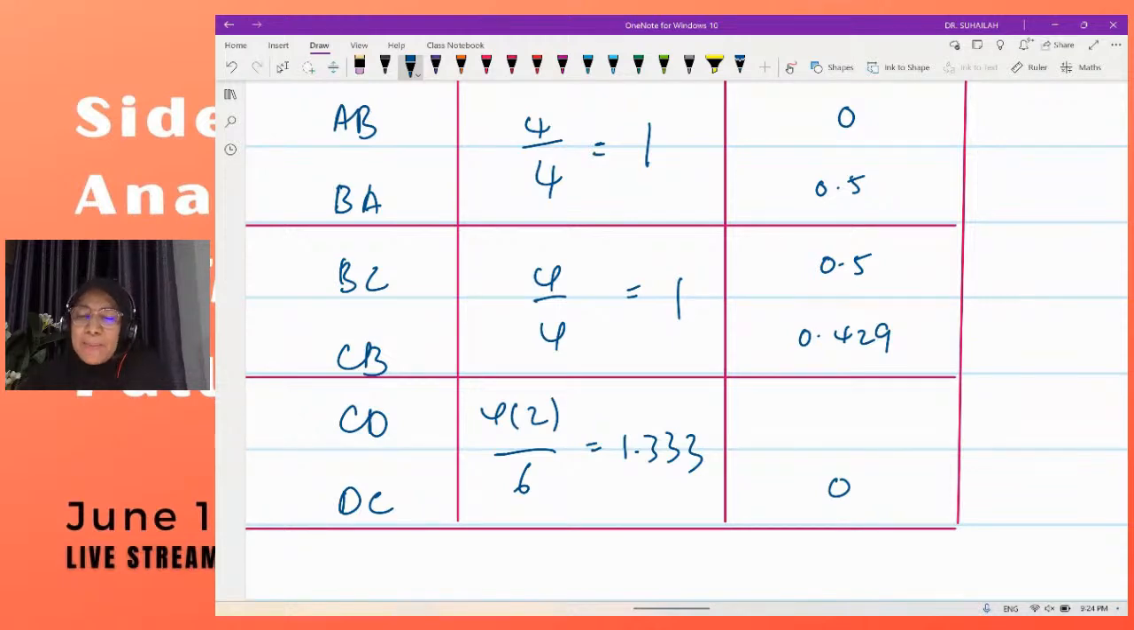Okay, so 1 minus 0.429, or 1.333 divided by 2.333. What is the answer? 0.571. Is this right?